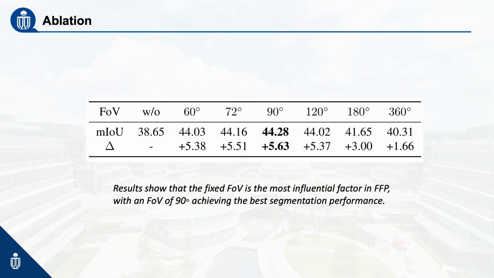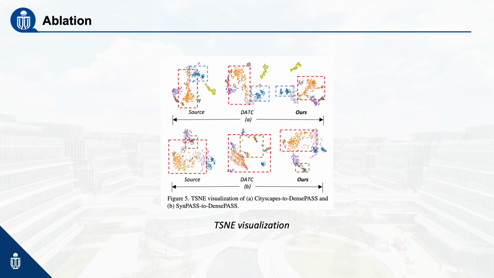And also we investigate the influence of the field of view of FFP images, and the results show that the fixed FOV is the most influential factor in FFP, and using a FOV of 90 degrees achieves the best segmentation performance. And we also give the t-SNE visualization to show that our methods can have a better feature distinguishing ability in the high-level feature space.